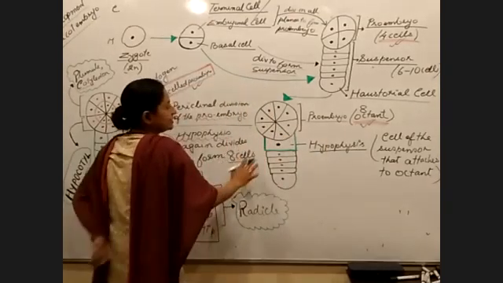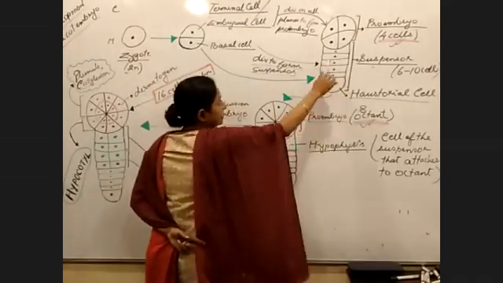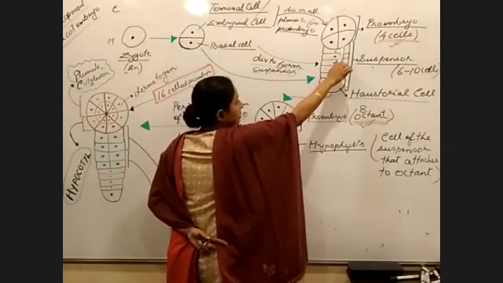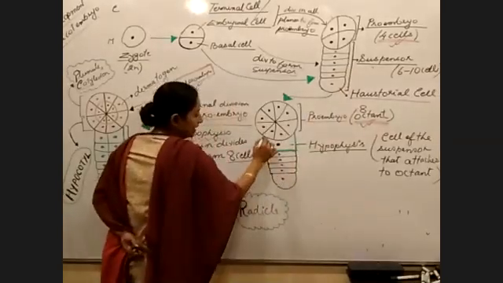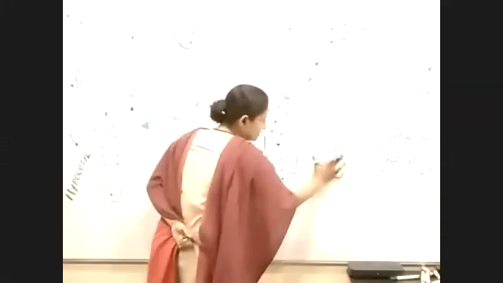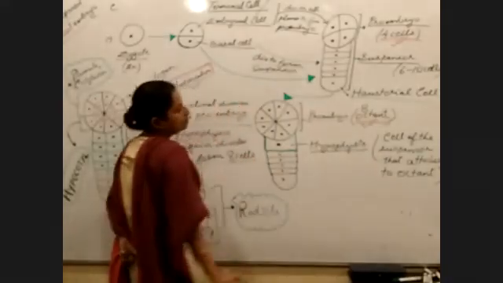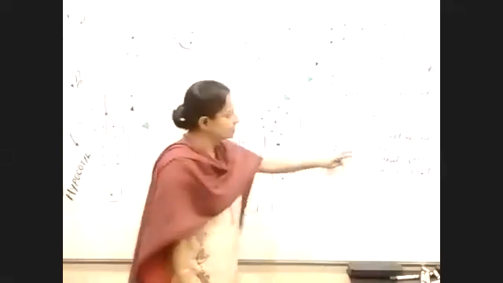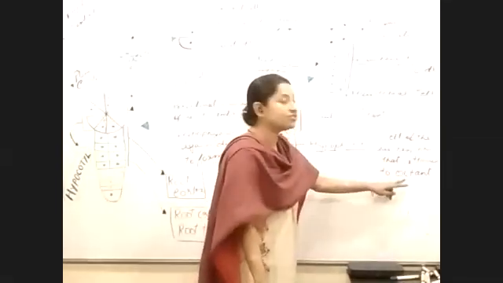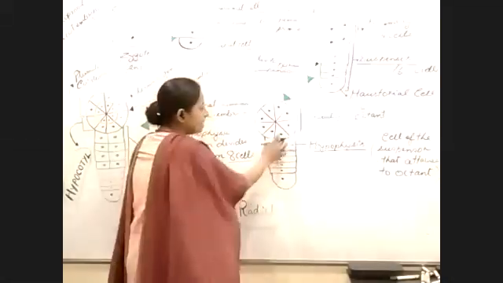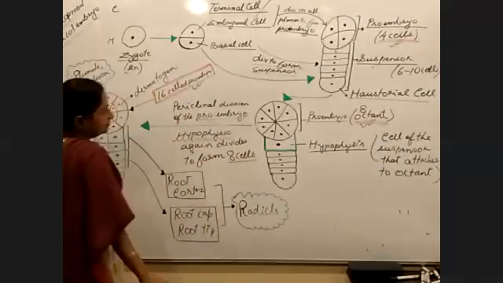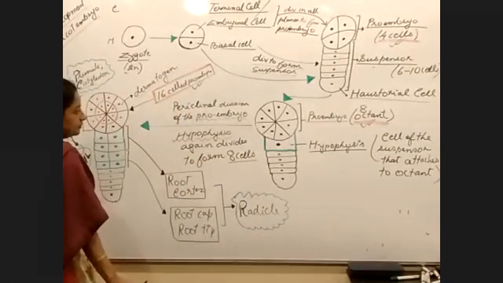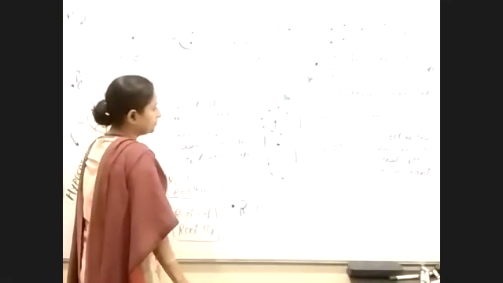Right. Next, what about the suspensor? The first cell of the suspensor, the cell that is attached to the pro-embryo, enlarges, and now this has a specific name and it is called the hypophysis. So what is the hypophysis? The cell of the suspensor that attaches to the octant and is comparatively bigger than the remaining suspensor. Clear? Yes or no? Yes, ma'am.